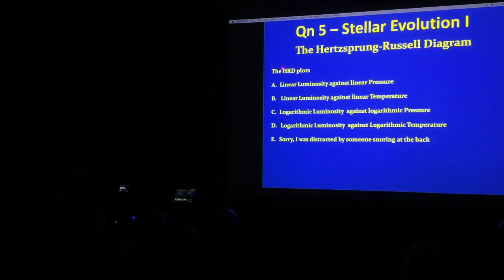So the HR diagram plots either a linear luminosity, how bright something is, against linear temperature, or in a logarithmic fashion, luminosity against temperature in a logarithmic fashion, or sorry, I was distracted by someone snoring in the back. I see people snoring, and I've even seen people snoring in the front seat.